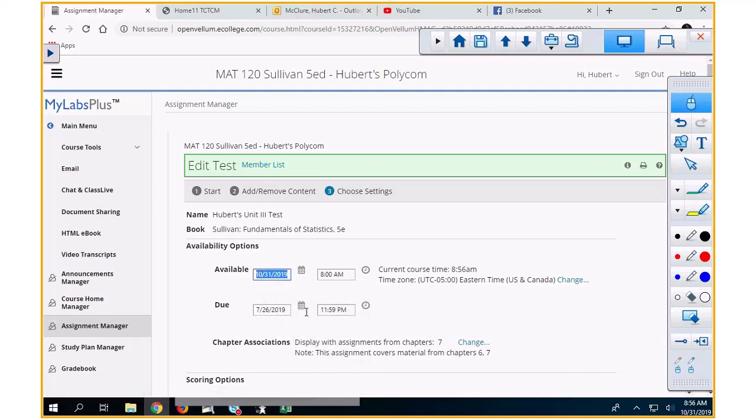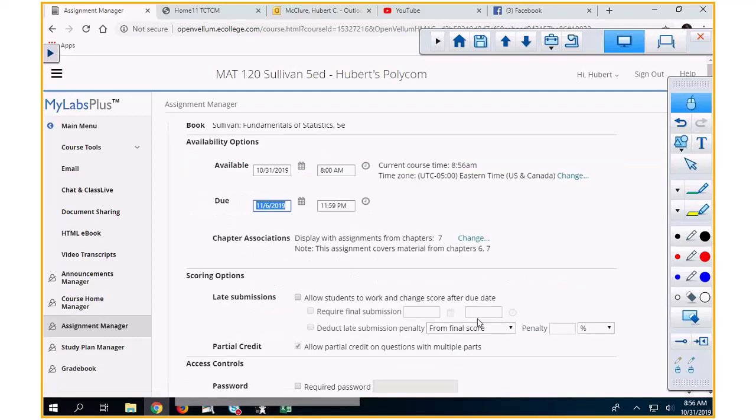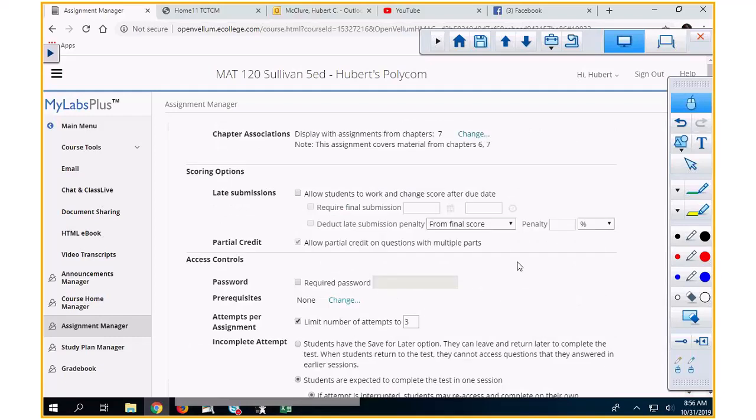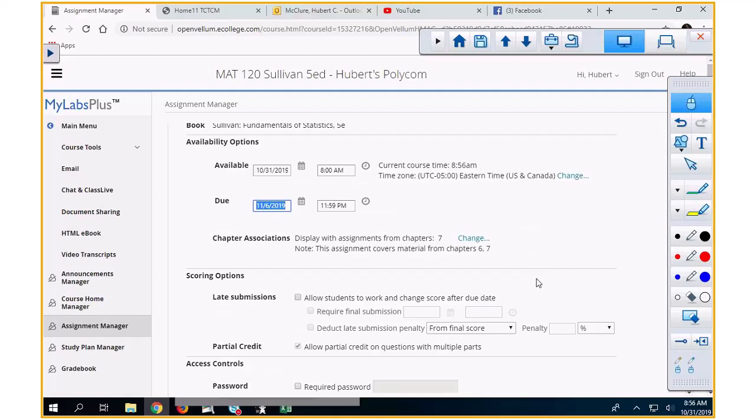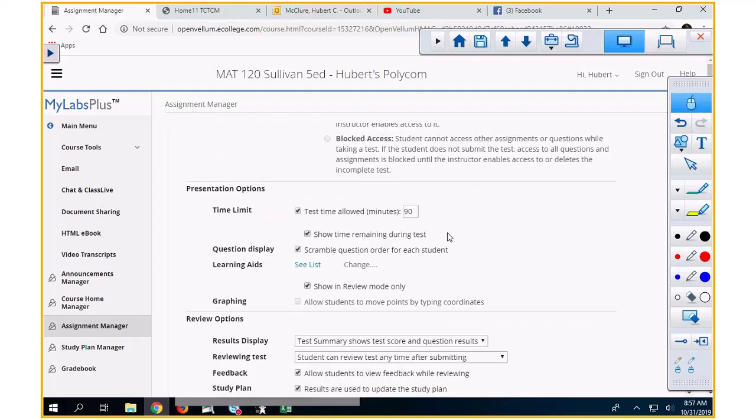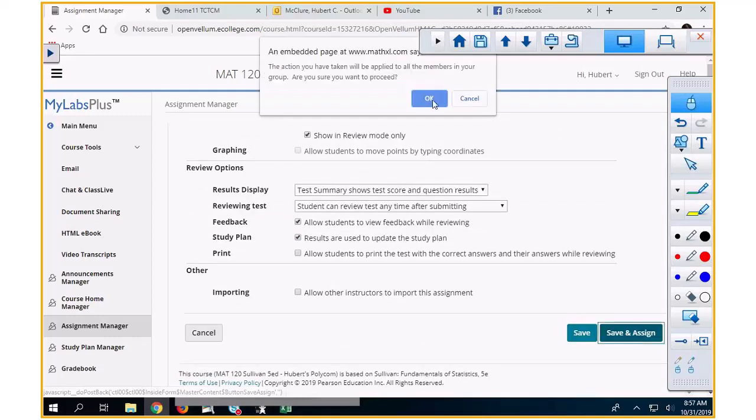And I'll make it last until, let's say 31st, we'll go with the 6th. And we will set it to, where is the clock? I don't see the clock. It's right there. It is right beside the due date. No, that's something else. I'm looking for the time. There it is. Okay, you got 90 minutes and save and assign.